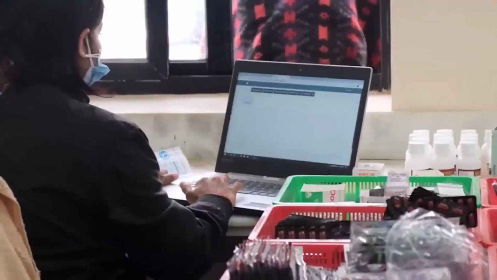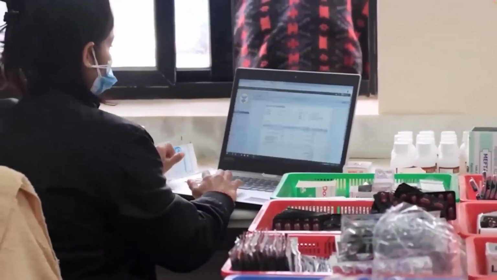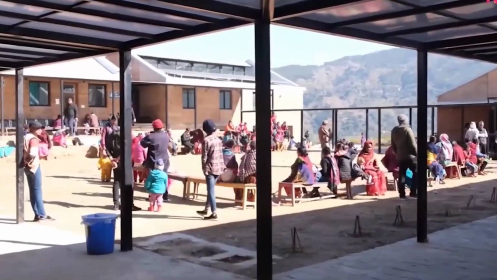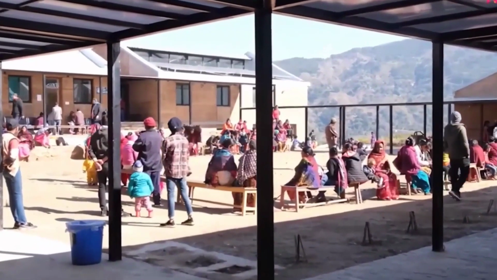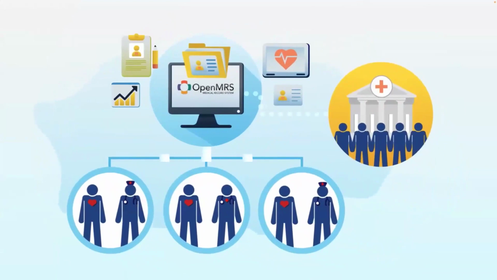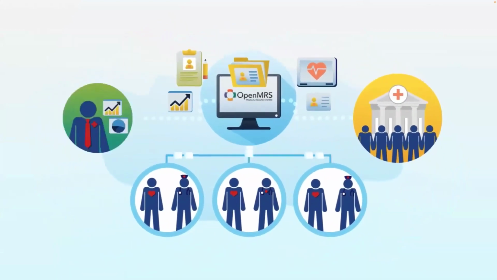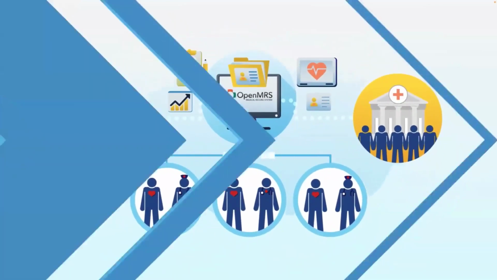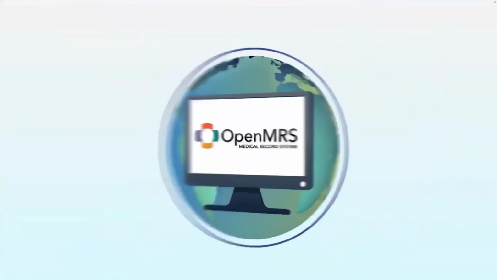With reliable electronic medical record systems, improving the health of millions of people becomes possible. It enables improved data use to guide patient care, inform public health policy and programs, and support monitoring of progress towards goals. With OpenMRS, information is care.